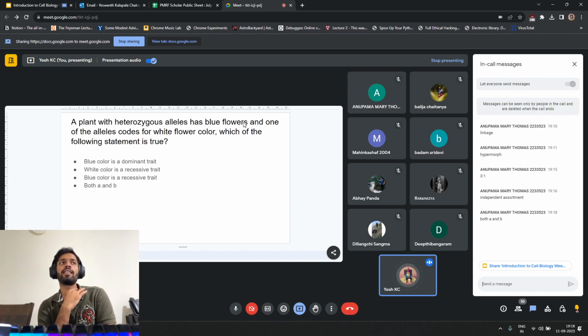Yeah, so essentially both A and B are correct, wherein since it has both the alleles for white and blue, but blue is the phenotype, blue seems to be the dominant trait, and white seems to be the recessive trait. So both A and B are correct.